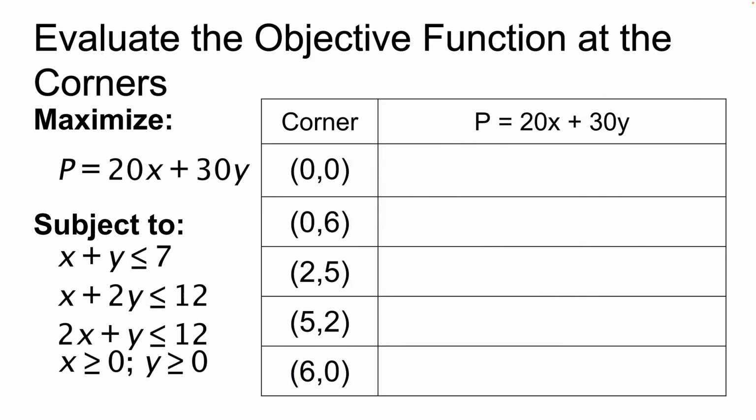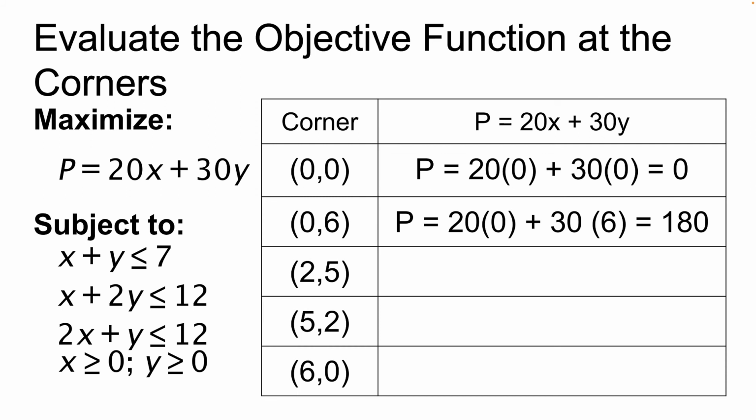To evaluate the objective function at each corner, simply plug the x and y value into the function. So for the first one, x is 0, y is 0, so we plug that into our p function. We would get 20 times 0 plus 30 times 0, which equals 0. Then plugging in 0, 6, we would have 20 times 0 plus 30 times 6, which equals 180. Entering 2, 5 in, we get 20 times 2 plus 30 times 5, which equals 190.